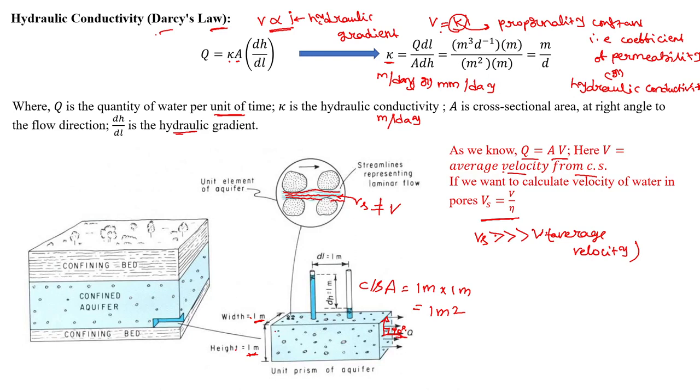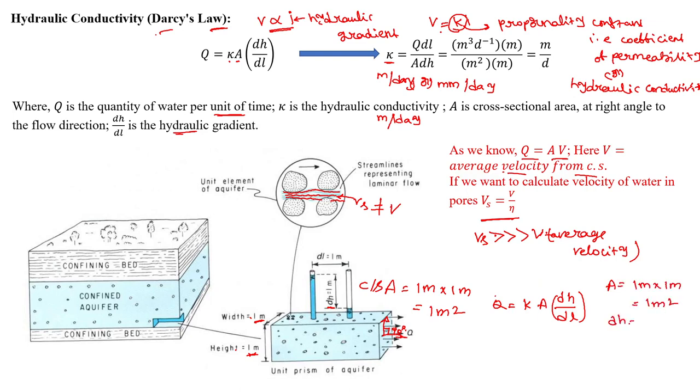Okay, let's say this is a prism of unit aquifer, which has a 1 meter height and 1 meter width. Now I have inserted two piezometers at a distance of dL, maybe 1 meter, and when we inserted the two piezometers at two locations of the sample, we observed a head difference of 1 meter. Let's calculate in this way, K into A into dH by dL. How much is the area? A equals 1 meter by 1 meter, nothing but 1 meter square.